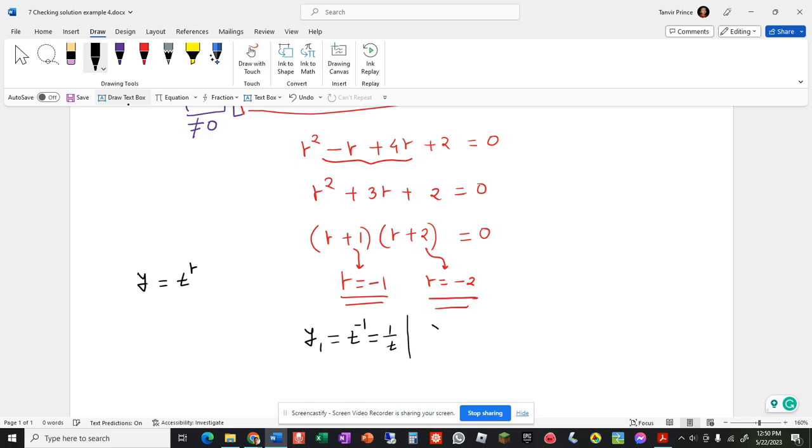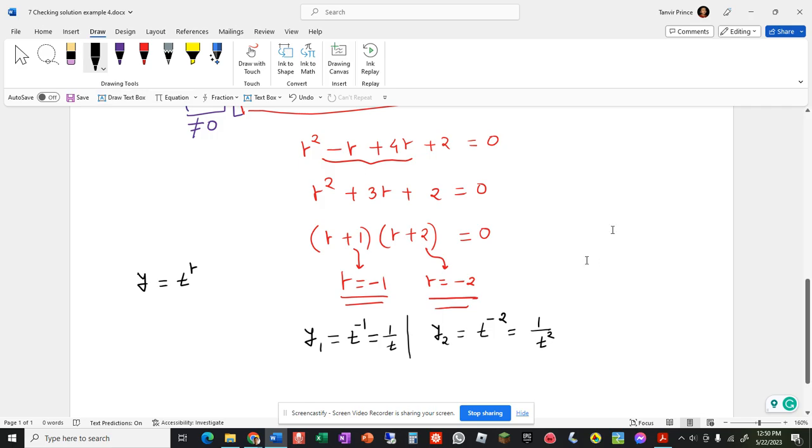Another one, let's call it y2, and that's t to the power -2. I substitute r equal to -2. And that's another solution, which is also 1 over t squared. So both 1 over t and 1 over t squared are solutions to this differential equation.